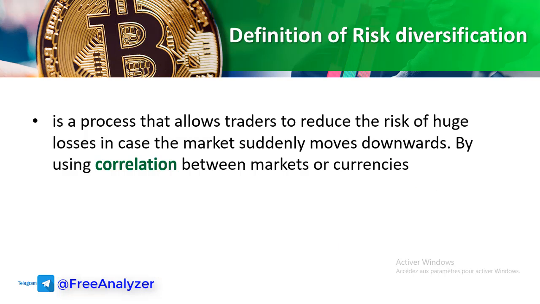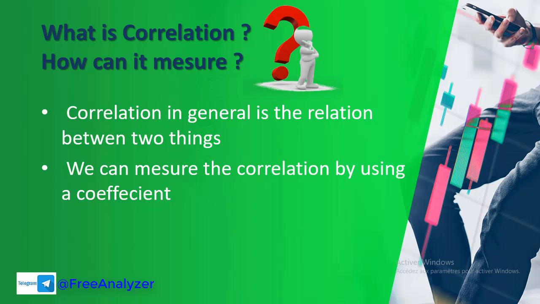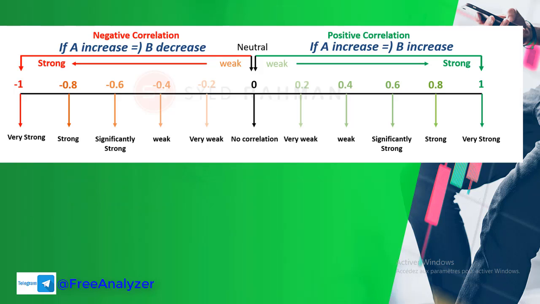Definition of risk diversification. In a simple way, we can define it as a process that allows traders to reduce the risk of huge losses in case the market suddenly moves downwards, by using correlation between markets or currencies. So, what is correlation and how can it be measured? Correlation in general is the relation between two things in a very simple way, and we can measure the correlation by using a coefficient.